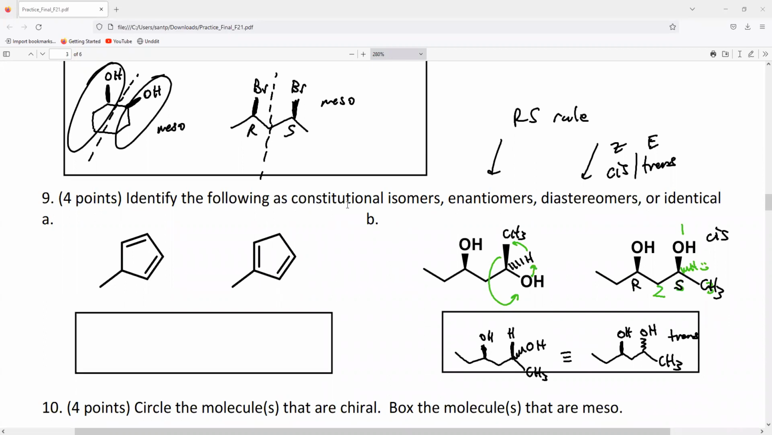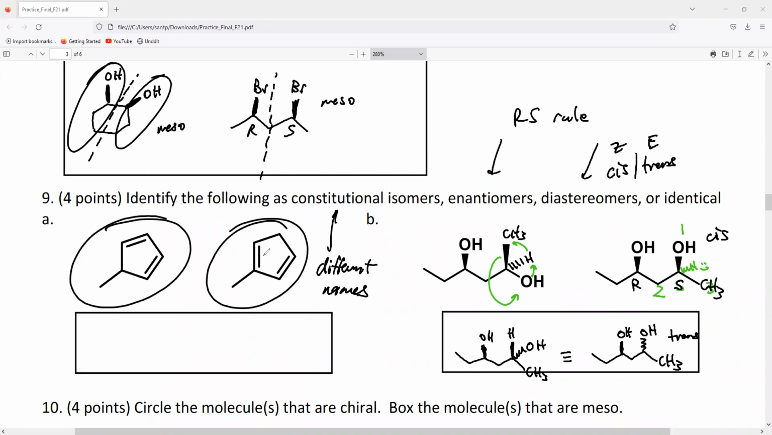And also, if you call something a constitutional isomer, you're saying that they have a different structure. So let's just talk about this really quickly. A great way to tell constitutional isomers is they have different names, right? Like if I tried to name this guy and this guy, they have different names, right?